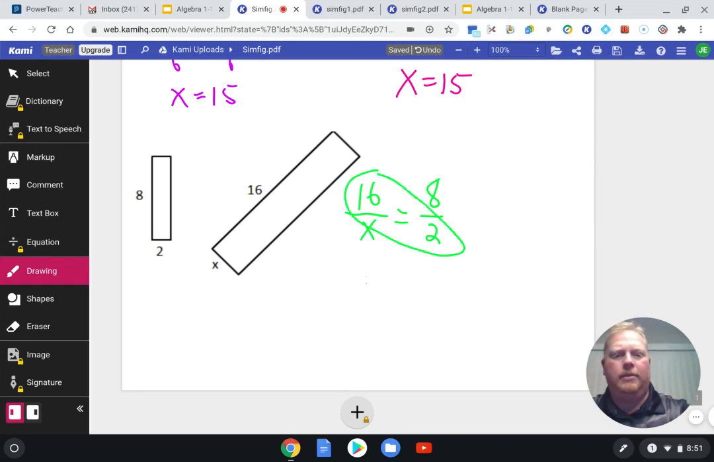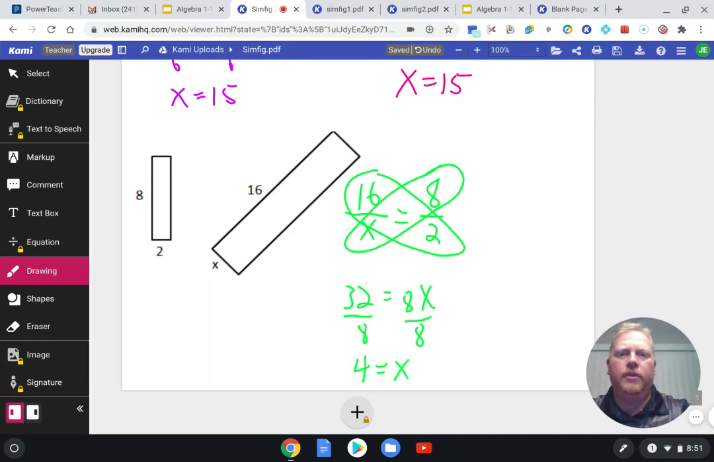So 16 times 2 is 32. 8 times x is 8x. Divide by 8 on both sides. And I get x equals 4. Now, if you did it a little different way, but you still got x equals 4, that's fine. There's quite a few ways that you can set up this proportion, and it'll look different, but it'll still solve the same.